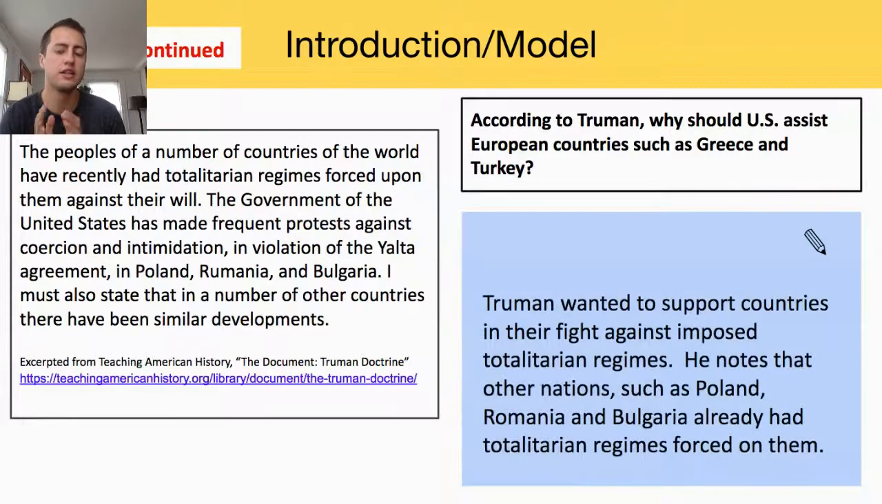Here it says, Truman wanted to support the countries in their fight against imposed totalitarian regimes. He knows that other nations such as Poland, Romania, and Bulgaria had already had totalitarian regimes forced on them. And so that is his reasoning in wanting to support countries like Greece and Turkey.